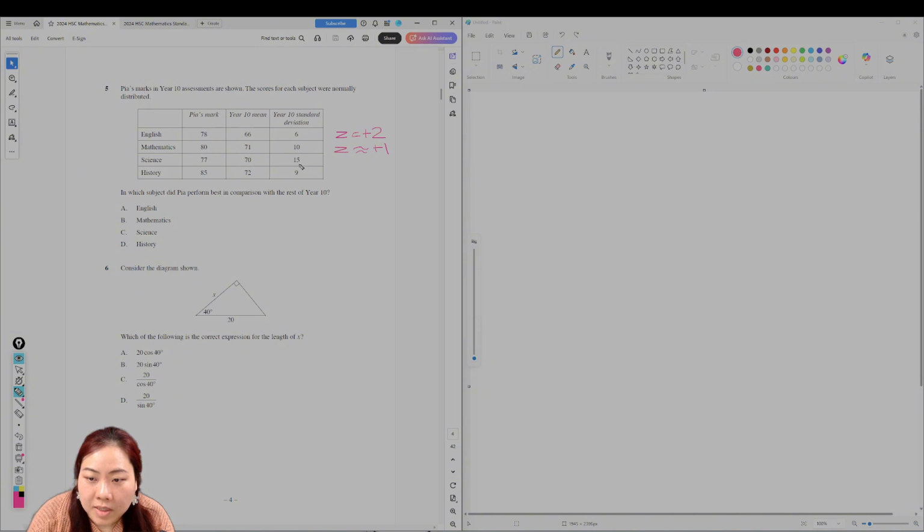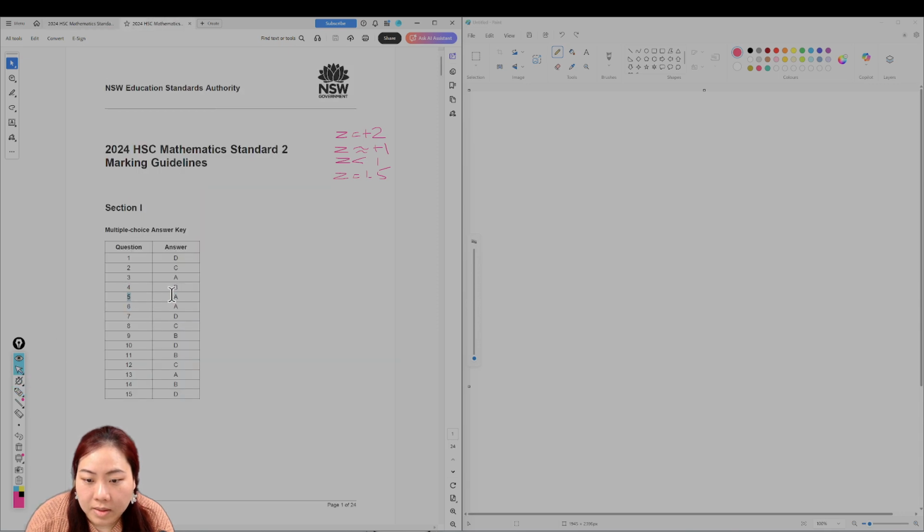70 plus 15 is 85, so that z-score is less than 1. 72 plus 9 is 81. Plus 9 again would be 90. So this is about 1.5, let's say. Therefore, the best one she's done is in English because she's done 2 standard deviations above the mean. Let's see. 5 is A. Yes, correct.